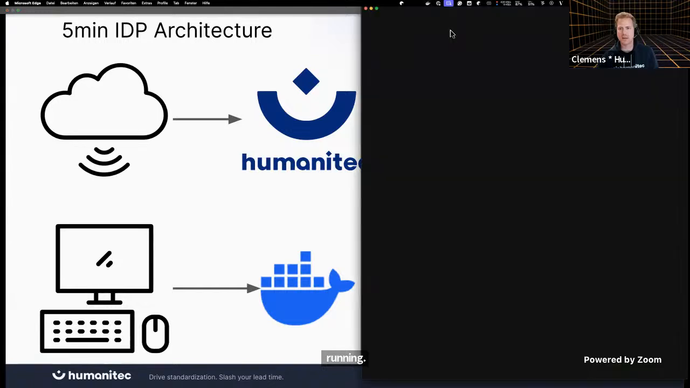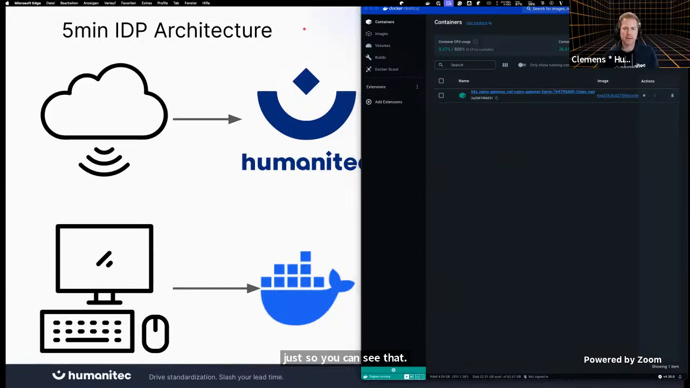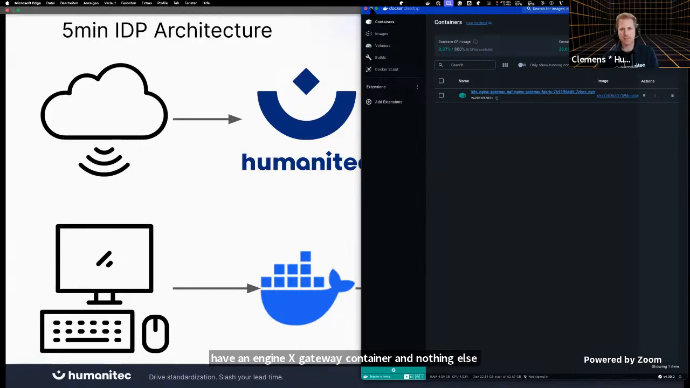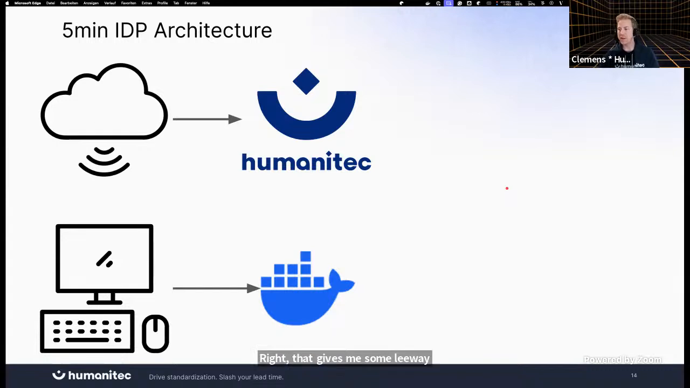And just so you can see that, I'm going to start the dashboard. You can see I only have an Nginx gateway container and nothing else running here. Great. That gives me some leeway. Go away, dashboard. Right. So on top of my Docker daemon, what happens? I will start a container, and that container will carry all of the needed infrastructure, deployment commands, and everything to get myself the needed parts from the picture before.